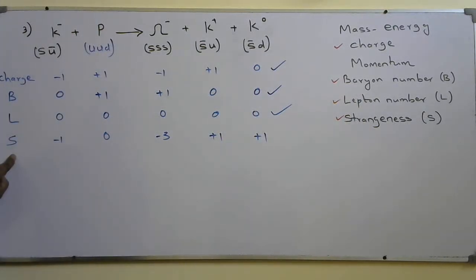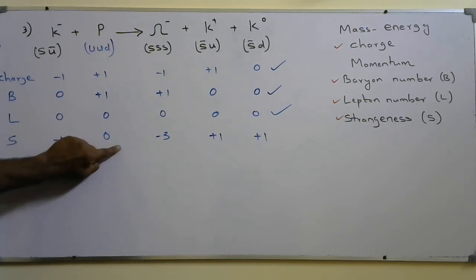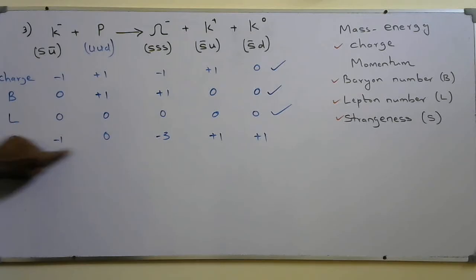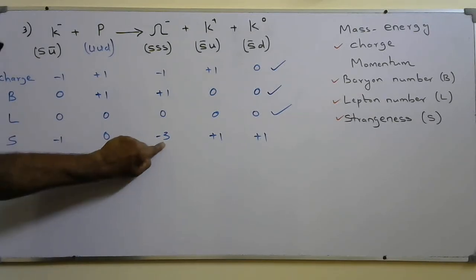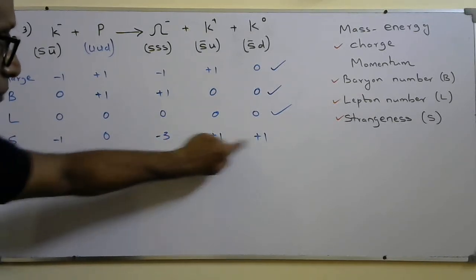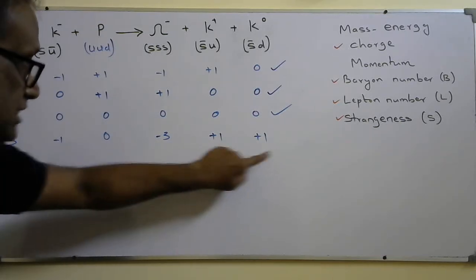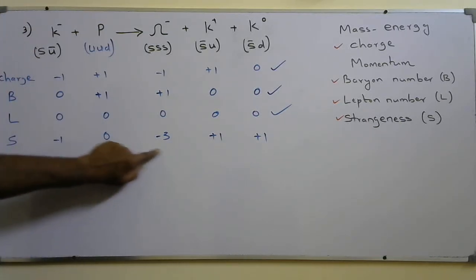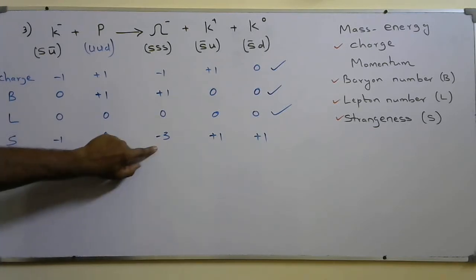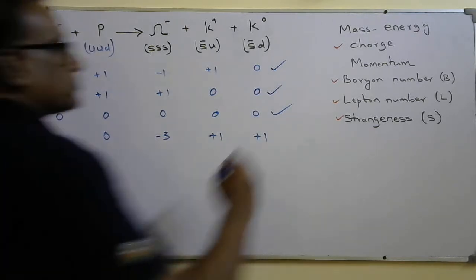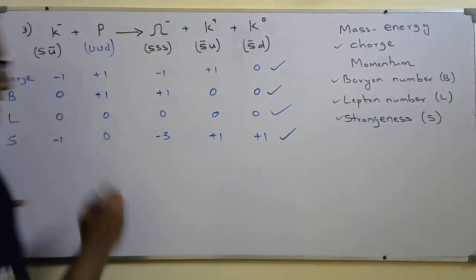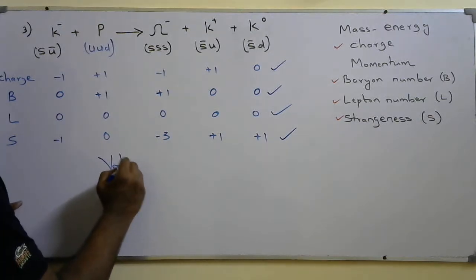So strangeness, when we consider, before interaction minus 1, this is 0, so totally minus 1. After interaction minus 3, plus 1, plus 1. So plus 1, plus 1, plus 2, minus 3, minus 1. So total strangeness after interaction minus 1. Before interaction also minus 1. So conserved. So it is a valid reaction.